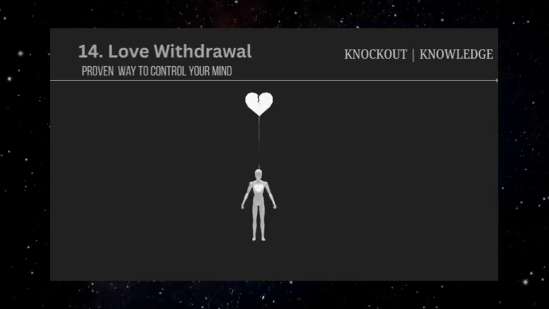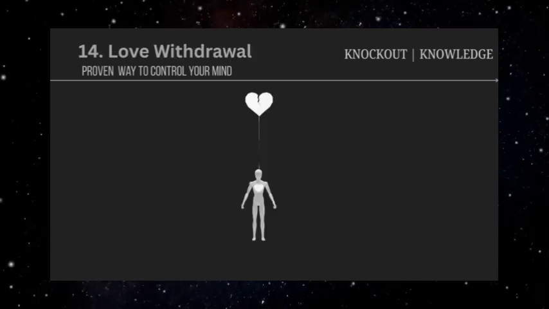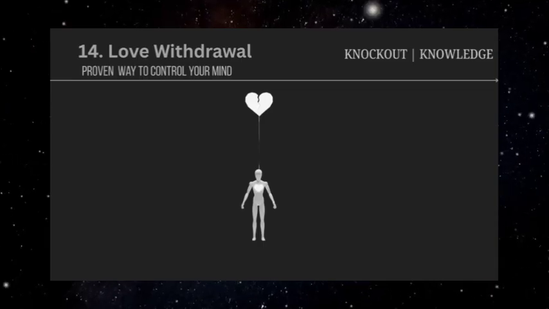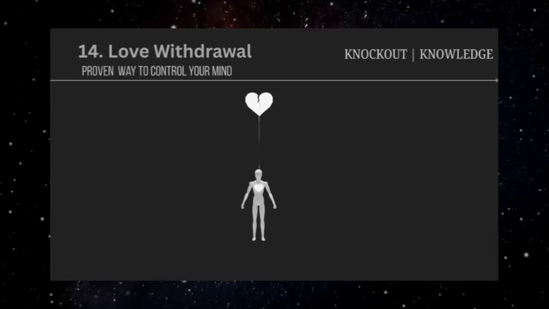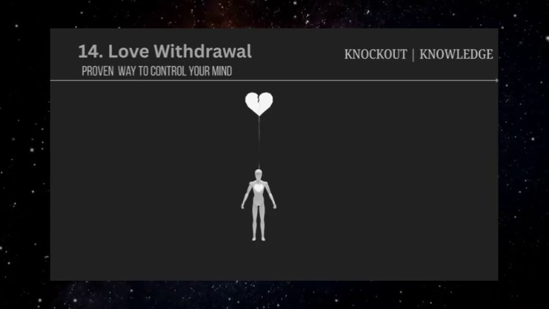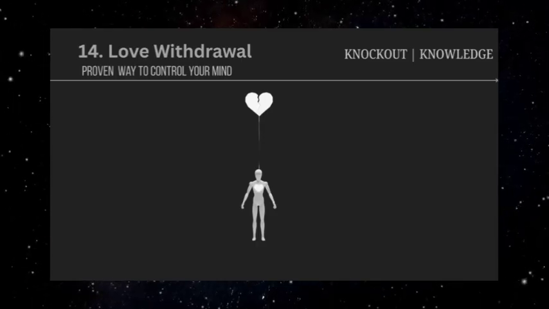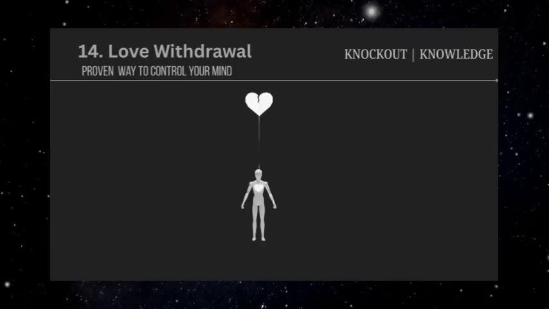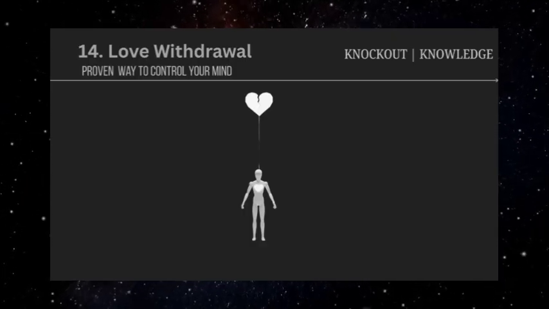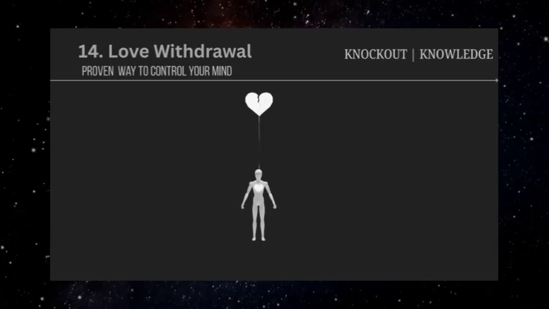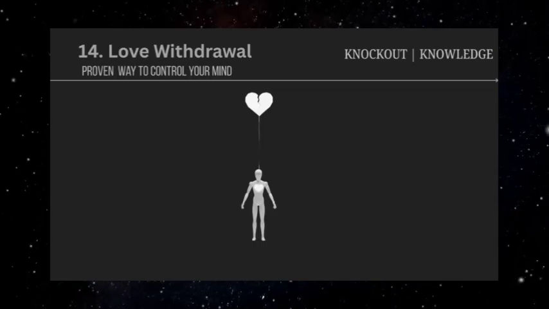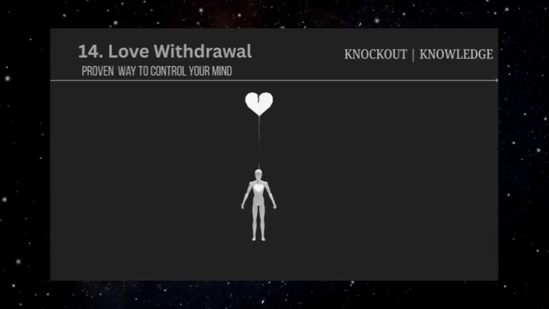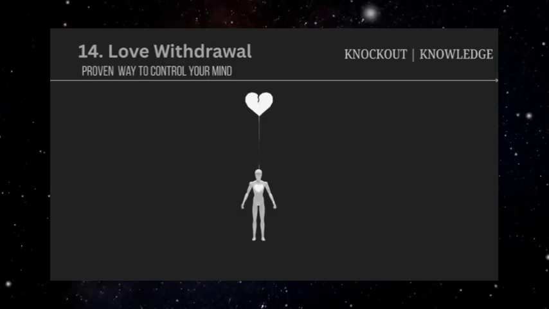14. Love withdrawal. Withhold affection until demands are met. Love withdrawal, also known as emotional withholding, is a manipulation technique where affection, attention, warmth, or emotional connection is deliberately removed as punishment for not complying with someone's demands or expectations. Unlike direct confrontation or argument, this method uses the absence of positive emotional connection as a tool for control, creating anxiety and desperation that often leads to compliance.